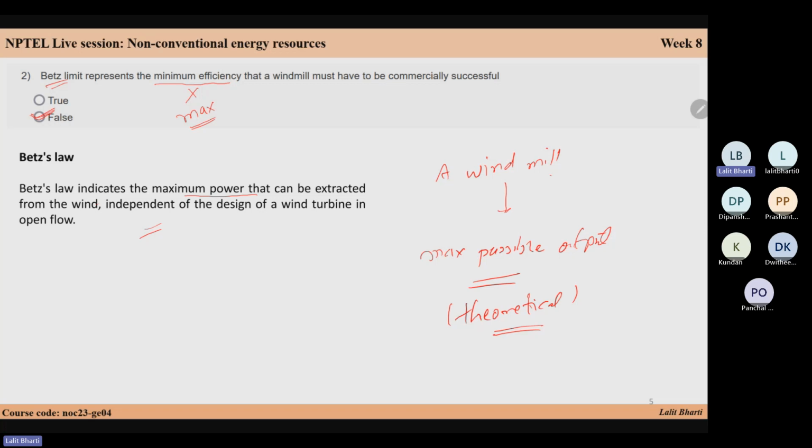So whichever kind of windmill we have, whatever the maximum possible output theoretically in ideal conditions, that is governed by Betz law. Betz law gives the maximum possible output value. So this is the maximum possible, not the minimum. But in this question, it is given as minimum efficiency. That is wrong, and the maximum is correct. So we can say that this statement is false. It is not the minimum efficiency; it is the maximum efficiency that we are talking about. So this was question two.